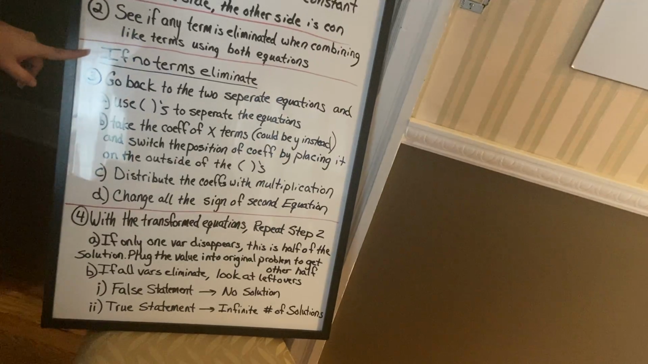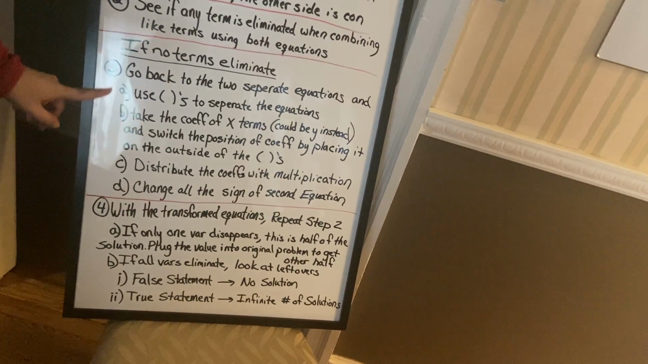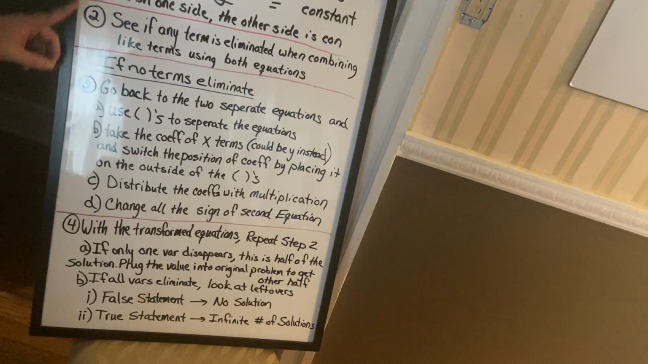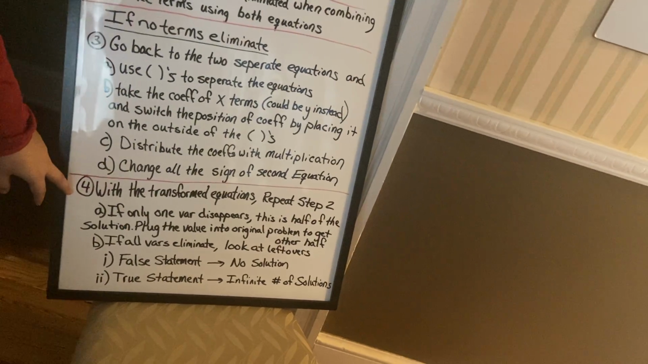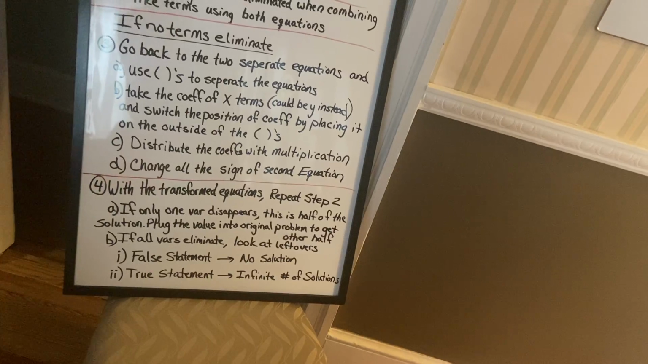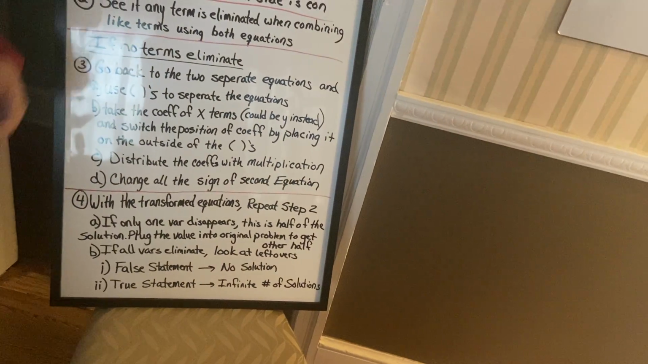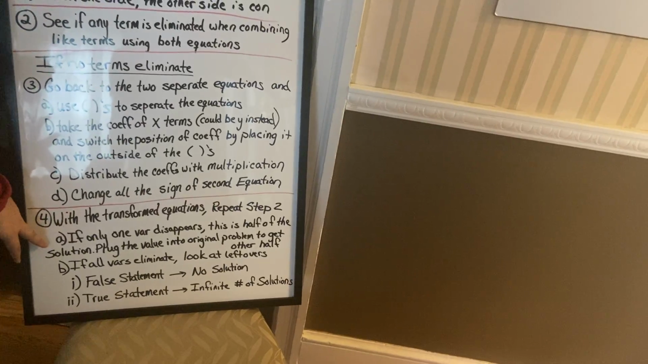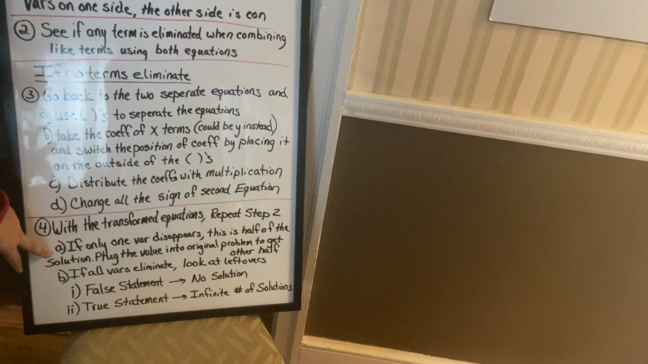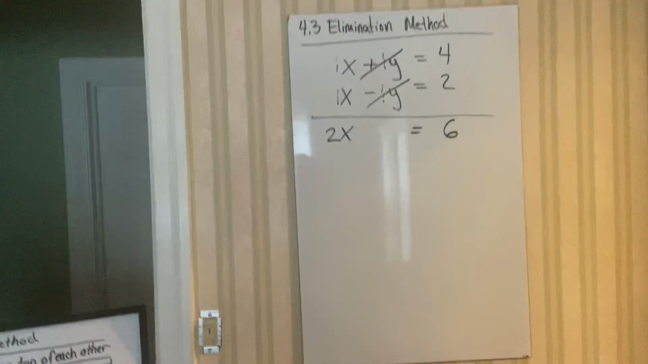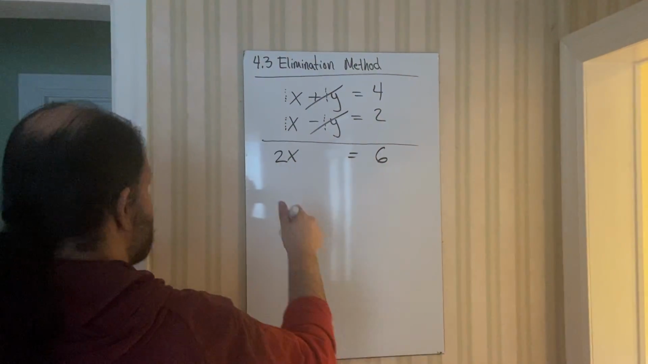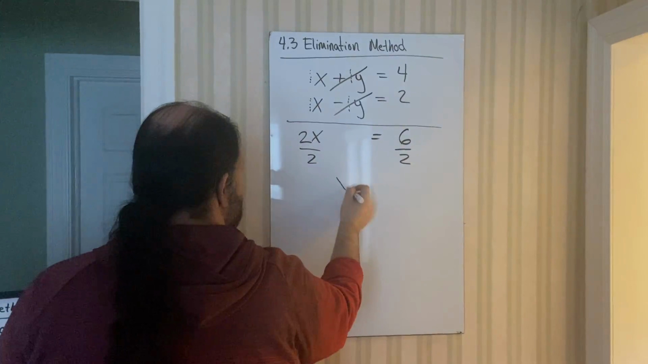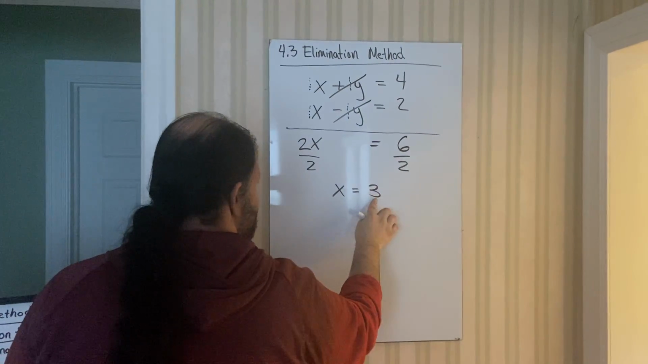If no terms eliminate, we had to change it by going through A through D. Luckily with us, since something eliminates, we can go right down to step 4 by looking to see if one variable disappeared, which in our case it did, only the y's disappear. Then what we want to do is solve, because that will give us half of our answer. So if I divide both sides by 2, notice I get x equals 3.